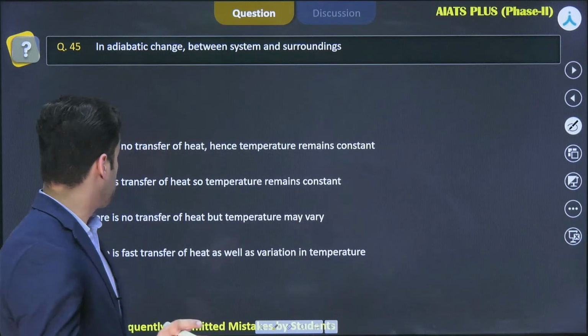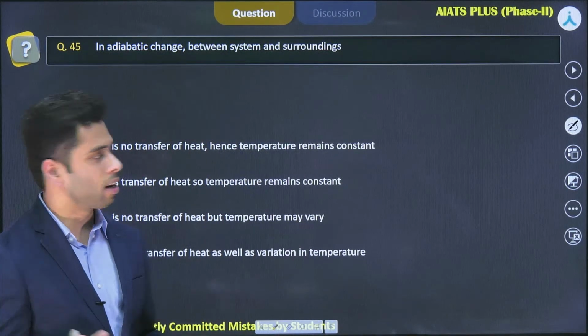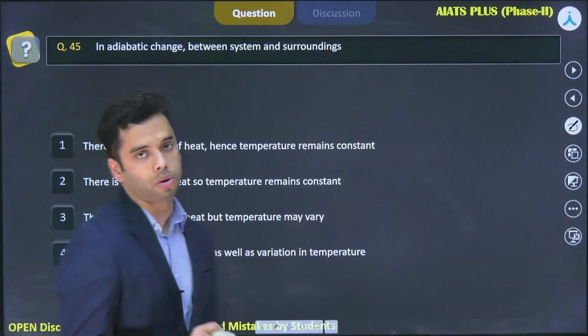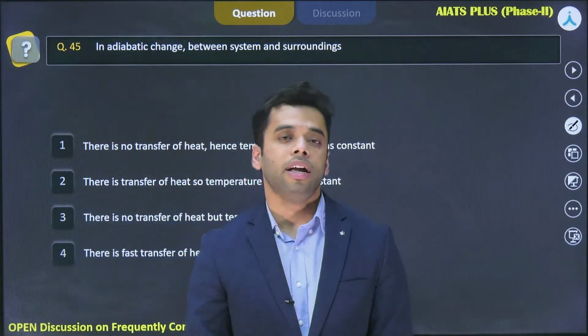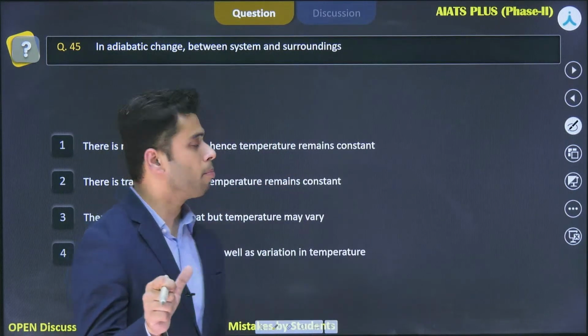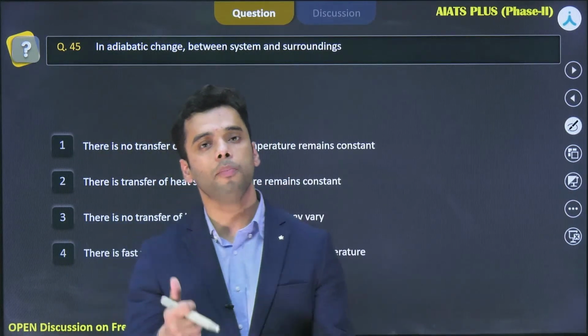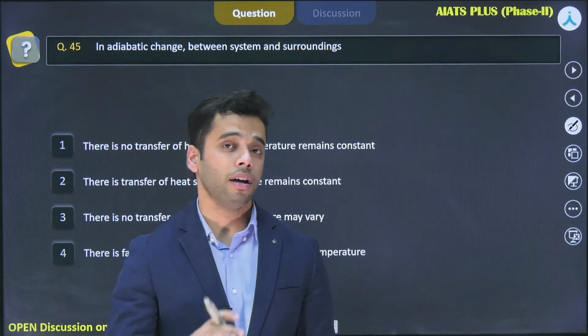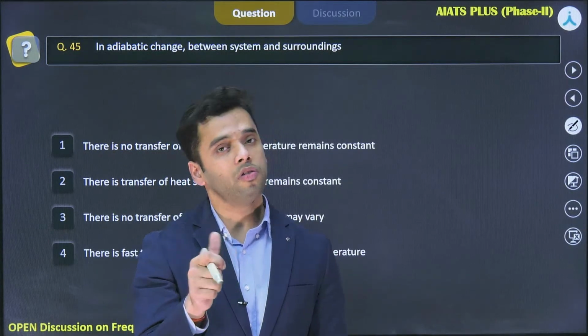So first option says that there is no transfer of heat. Yes, it is clear, but hence temperature remains constant. No transfer of heat is the right thing, but it tells you that temperature remains constant. Now what is the meaning of temperature remains constant? It means that the internal energy will remain constant.